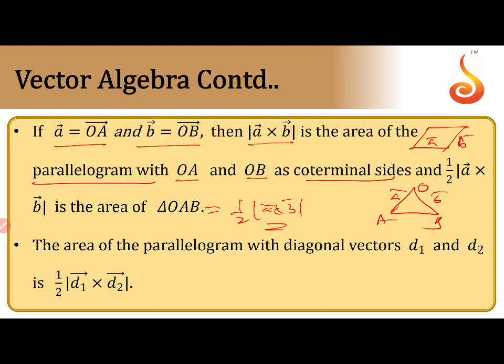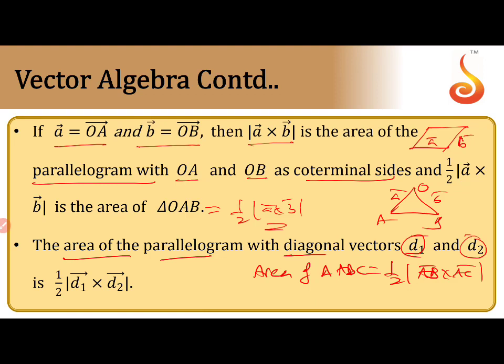So when the adjacent sides are given, when three points are given, for the area of triangle ABC you can take half into modulus AB bar cross AC bar. That means when the three points are given, find the AB vector and the AC vector. The AB vector you can take as small a bar, and the AC vector as b bar. Then the area is half into modulus a bar cross b bar. Clear this one?